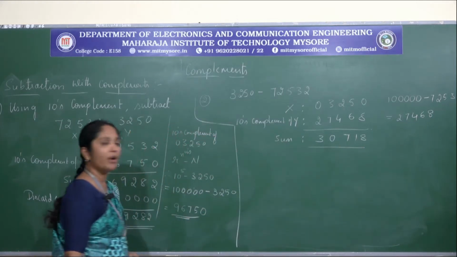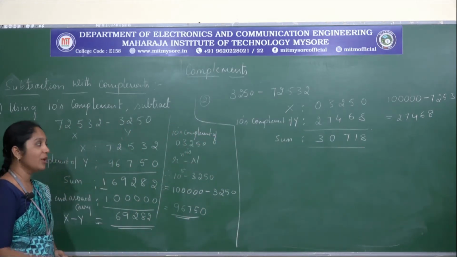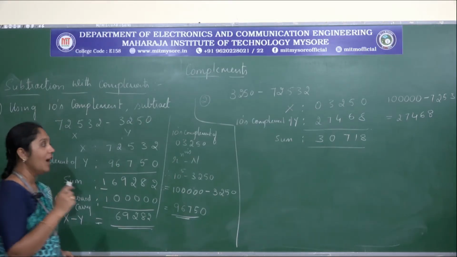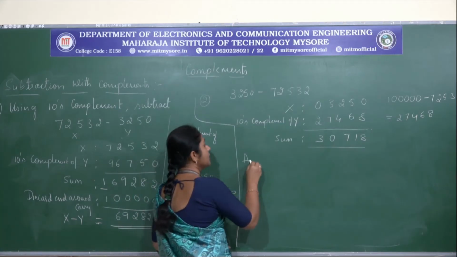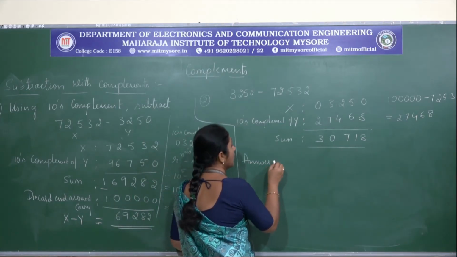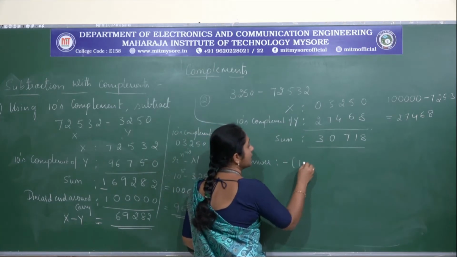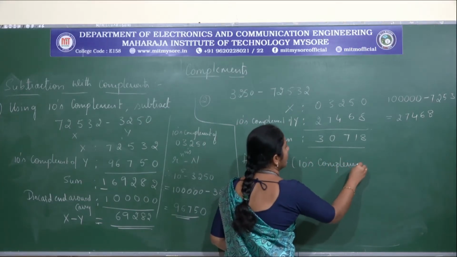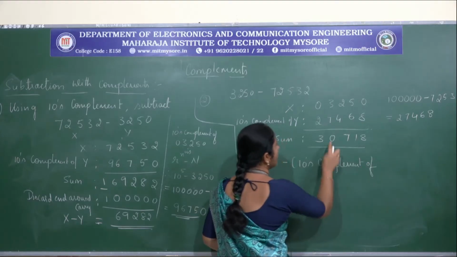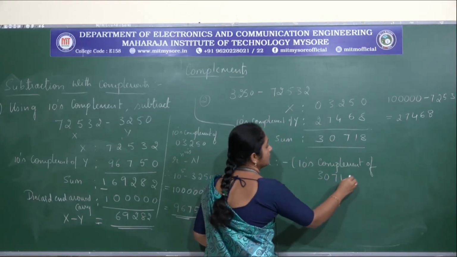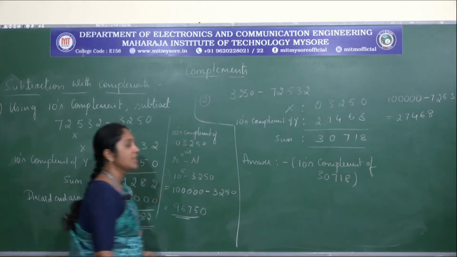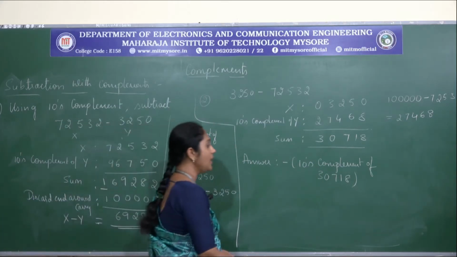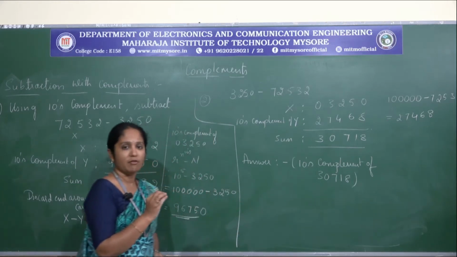So there is no end around carry. You need to remember the answer is negative. So the answer for this case is minus the tens complement of 30,780. Let us find out what the tens complement is, then we will put a negative sign in front of it.